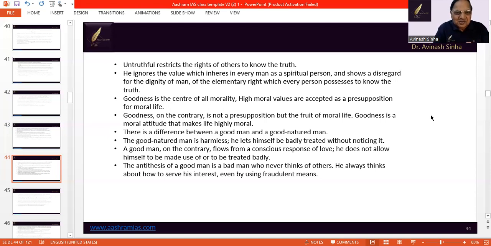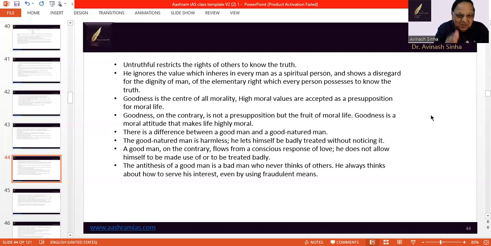See, it's very important. Now, a good-natured man is harmless. He lets himself be badly treated without noticing it. He is ready to be even badly treated by someone without taking note of it. Such a person is called a good-natured man. On the other hand, a good man flows from a conscious response of love. He does not allow himself to be made use of or to be treated badly by anyone. Now, this is the meaning of a good man.